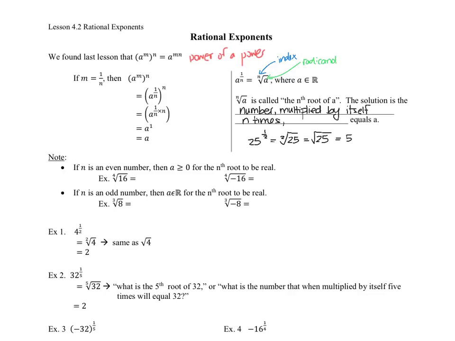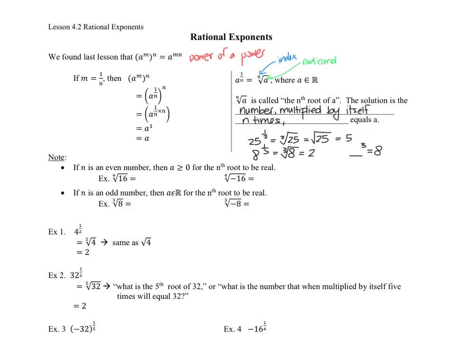As another example, let's try one more here. If we have, let's say, 8 to the 1/3, then this is really the third root, or cube root, of 8. So I'm asking you what number raised to the exponent of 3 will give you the answer of 8, and that number would be 2.